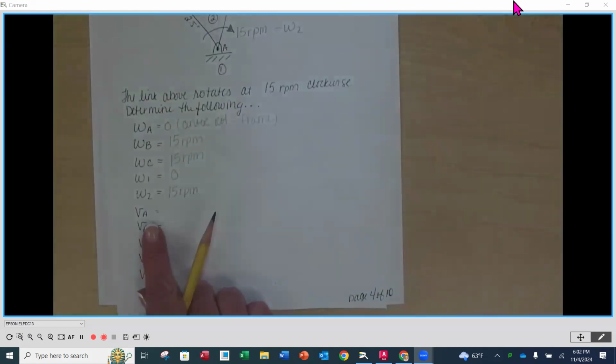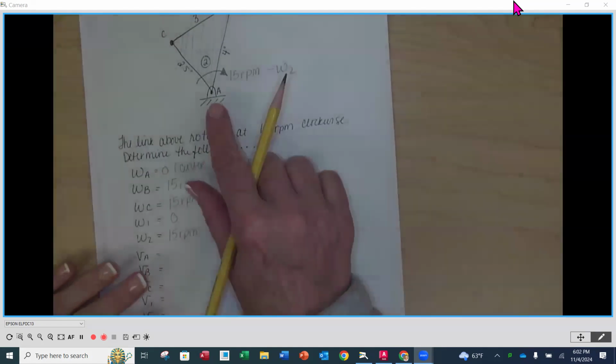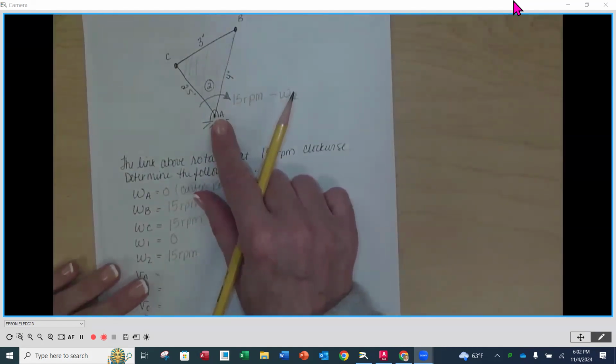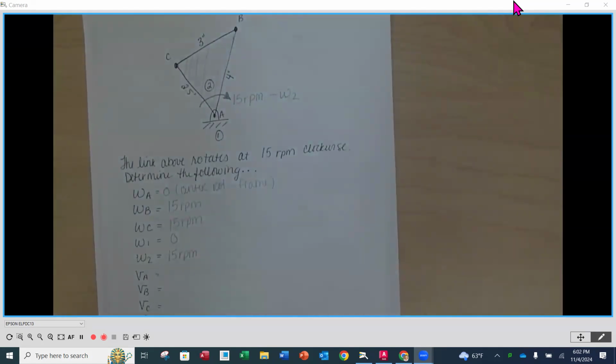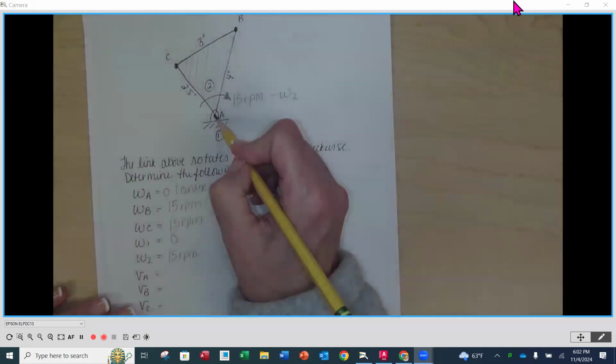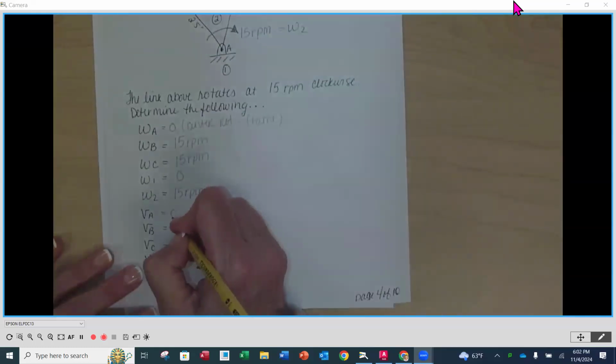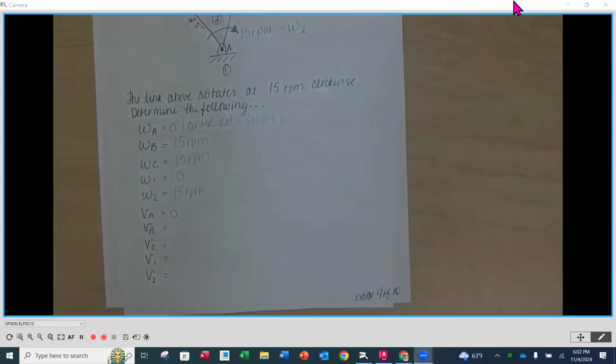So straight line velocity of point A. Point A is right there. What do we think? It would be nothing. It would be 0 because it is at the center of rotation. It's like neutral. It's not going to be going. The radius is going to be 0. So this is going to be 0 because that's the center of rotation.